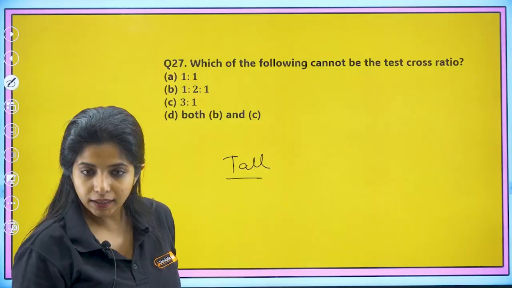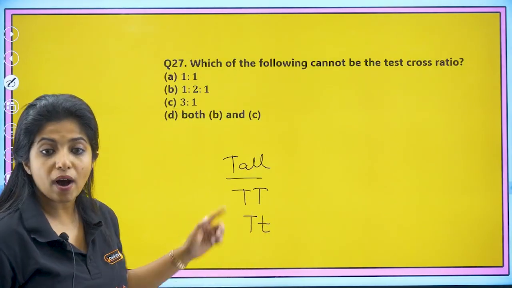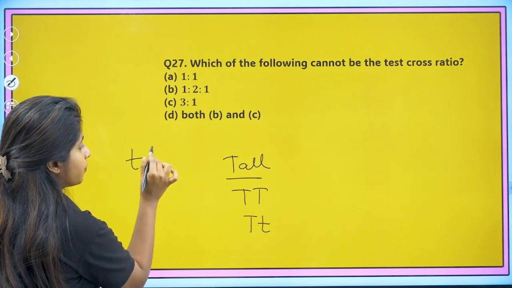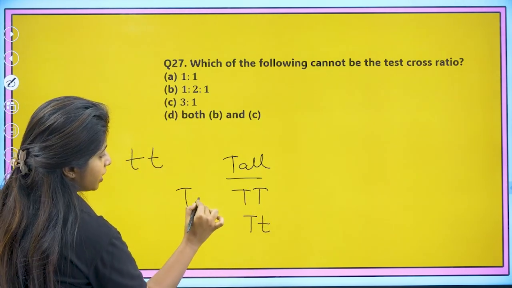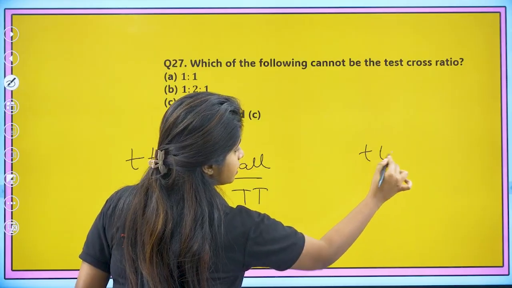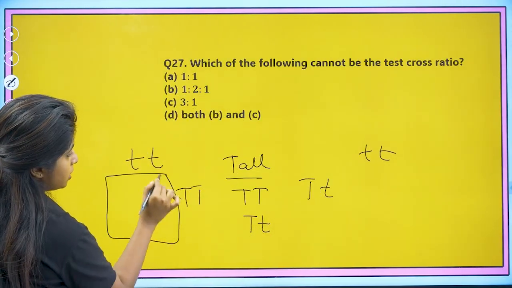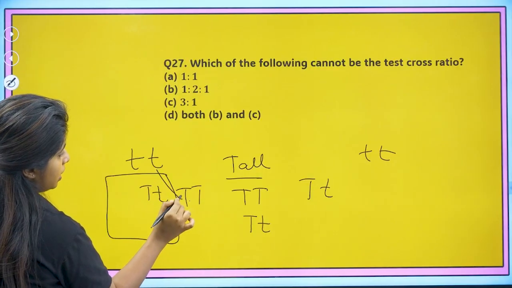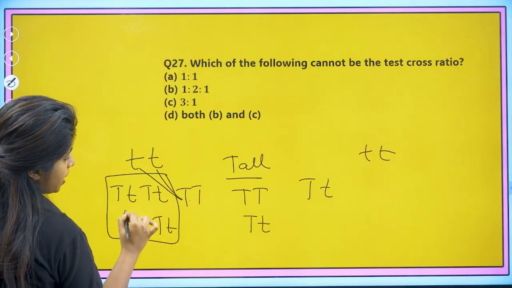Tall is anyways dominant, but I do not know whether it's TT or Tt. So what do I do? I cross it with a recessive parent. Now when I cross this with TT and when I cross this with Tt, I find two things. If I cross this with this, I get Tt, this with this again Tt, again Tt, again Tt.